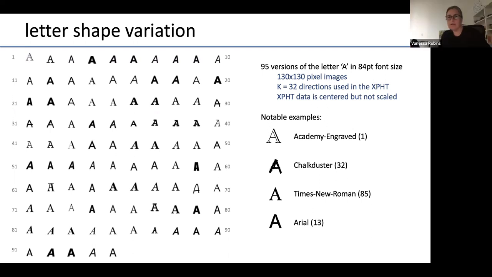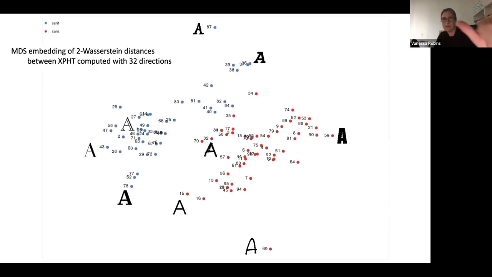Yeah. So I think Academy Engraved and Times New Roman are pretty similar, except for those bits that have been arrayed, the outline versus the solid. And so Academy Engraved is number one, which is hidden in here, and then Times New Roman is 85, which is just hidden in here. So they are pretty close by. Right, because that's a very thin hole. Yeah, exactly. Thanks so much.